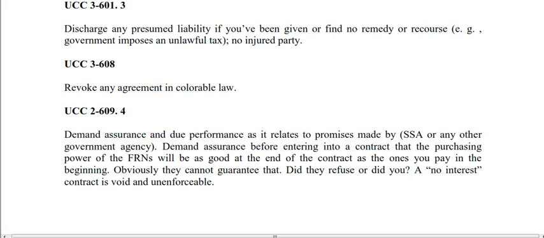Like demand assurance before entering into a contract that the purchasing power of FRNs will be as good at the end of the contract as the ones you pay in the beginning. Obviously, they cannot guarantee that. Did they refuse or did you? A no interest contract is void and unenforceable. So those are a few of the affirmative defenses that you can use to void a colorable contract.